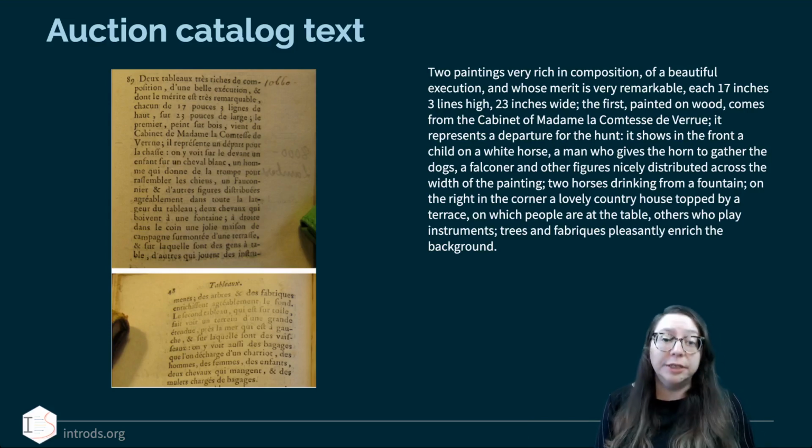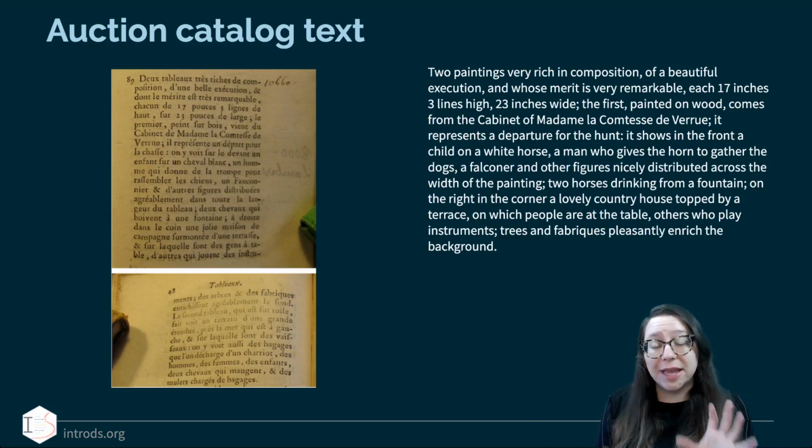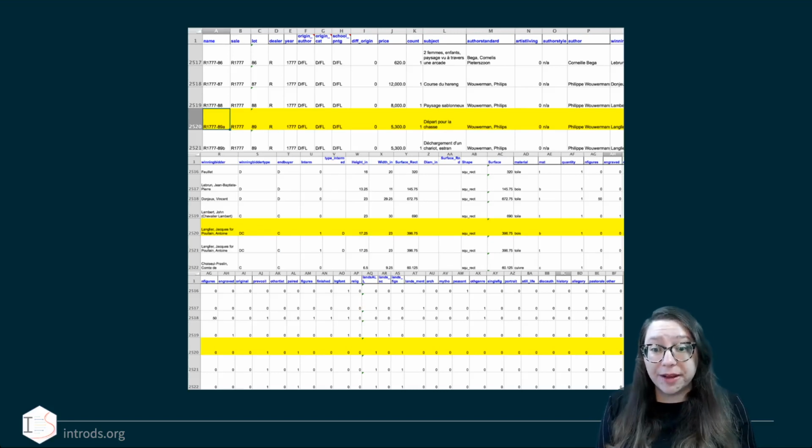Painted on wood, comes from so on and so forth. And then it describes, it shows in the front a child on a white horse, a man who gives the horn to gather the dogs, a falconer, and other figures nicely distributed across the width of the painting, and so on and so forth. So the data set basically has been tabulated based off of descriptions like this. In some of the cases, the data curators had access to the painting, like the one I just showed, but in many of the cases they did not, and so they were just basing it off of these auction catalog entries.